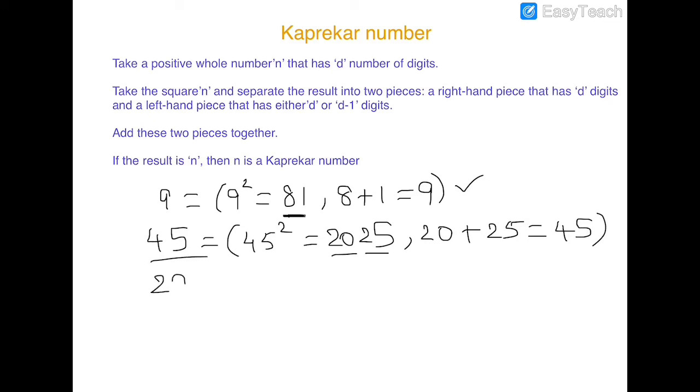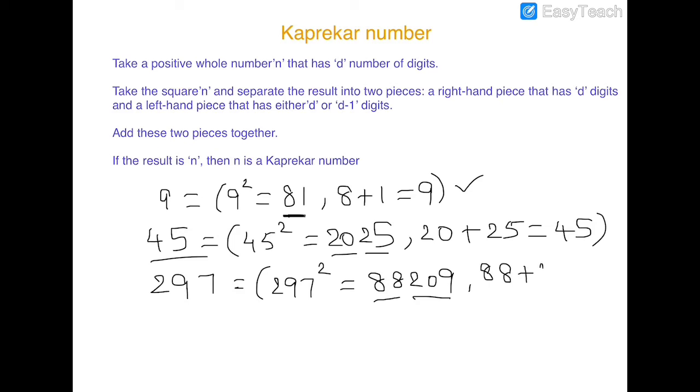Another example is 297. If you square 297, you will get 88209. It has an odd number of digits. How to divide it? I have already mentioned a right hand piece that has d digits and a left hand piece that has either d or d minus 1 digits. So it will be divided like this. Now it becomes 88 plus 209, and so the answer is 297, which is equal to the same number. Such numbers we call Capricorn numbers.